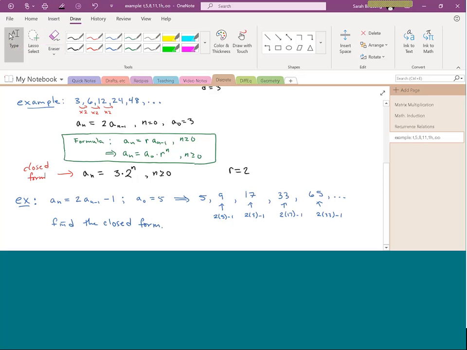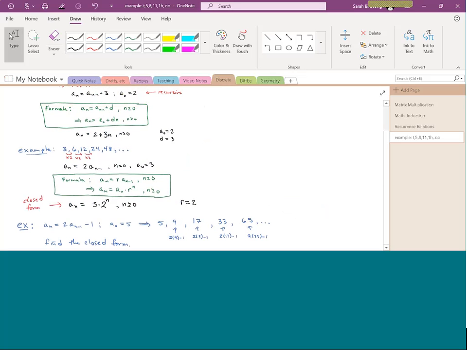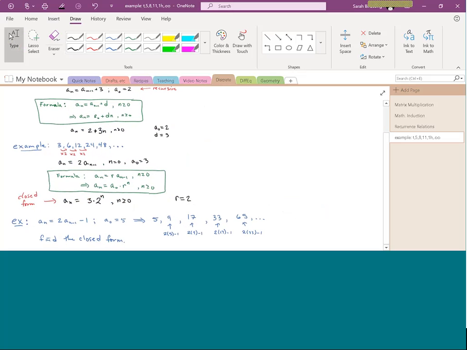Now, notice this formula right here. It's 2 times the previous term minus 1. Is this either an arithmetic or geometric sequence, like what we had with the past 2 examples? What do you guys think? Does it look like either arithmetic or geometric sequence? Arithmetic was the one where you just added something. Geometric was where you just multiplied a constant. What do you think? Could we use either of those previous 2 formulas?